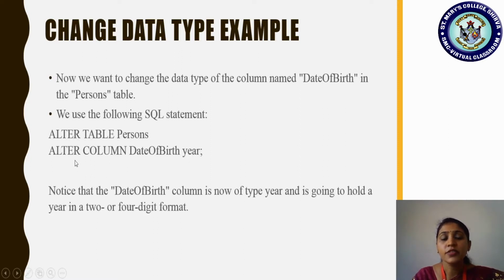Did you all understand? While including a new attribute we used add column. Here, while modifying that column we are using alter column, date of birth, and the data type we are changing from date to year here. Okay, so this is how to modify things with the help of the alter command.